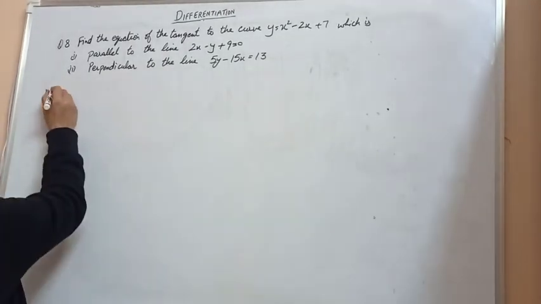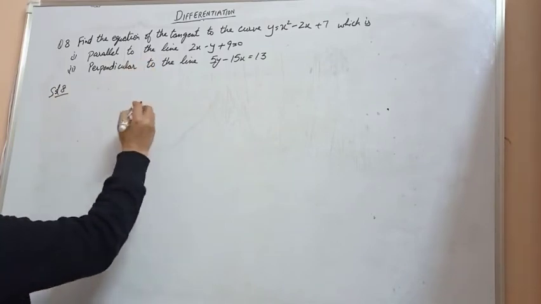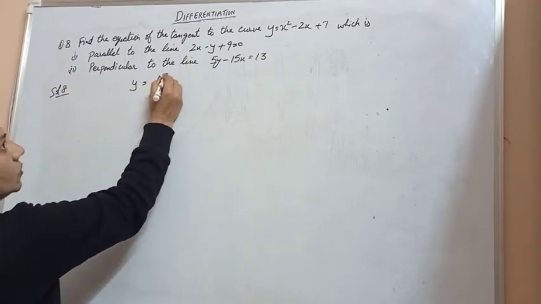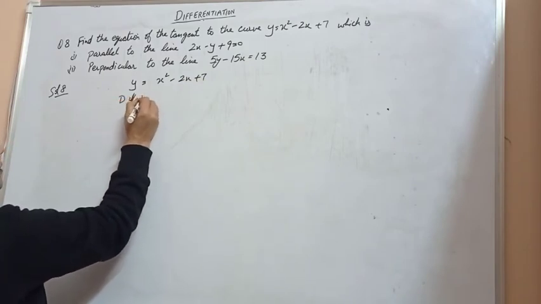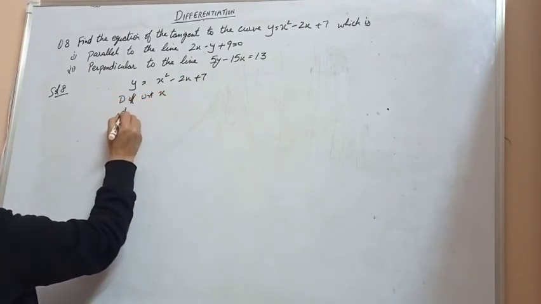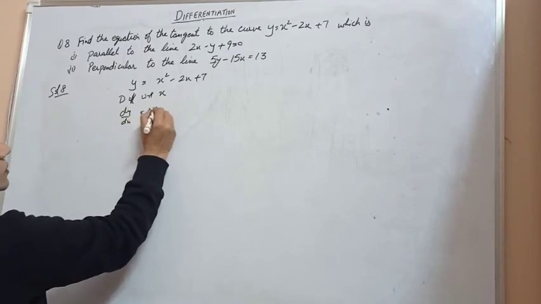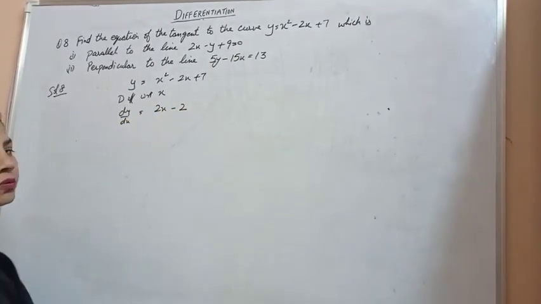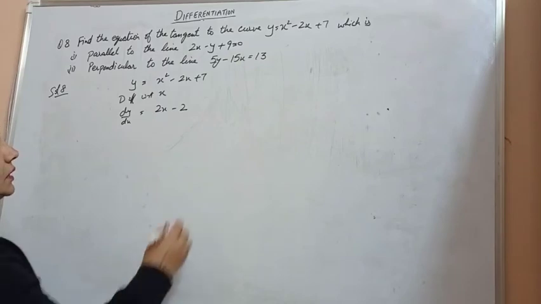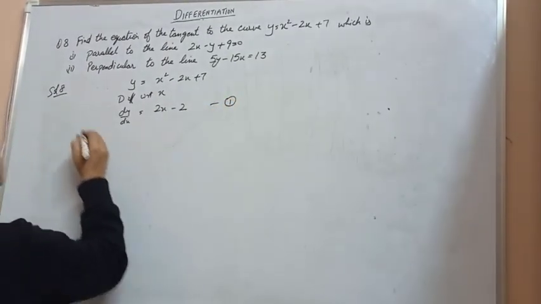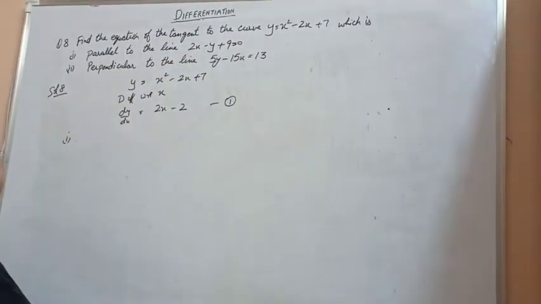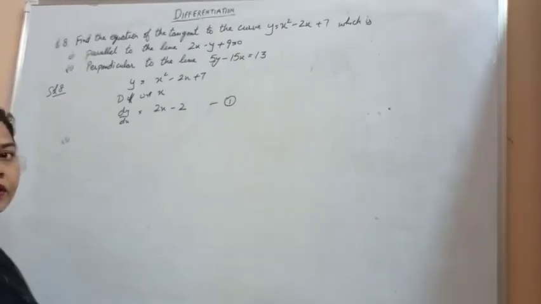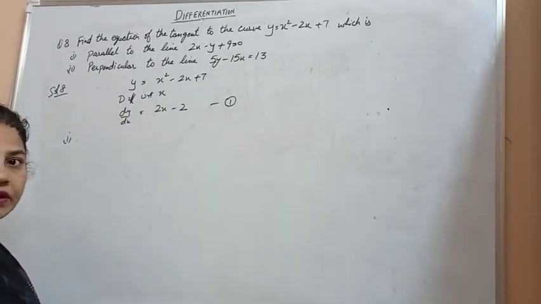So first of all, we calculate the slope of the curve. The curve is given as y = x² − 2x + 7. Differentiate with respect to x. I get dy/dx = 2x − 2. This is my equation 1. I am solving for part 1, and this slope is parallel to the line 2x − y + 9. So I calculate the slope of the line also.